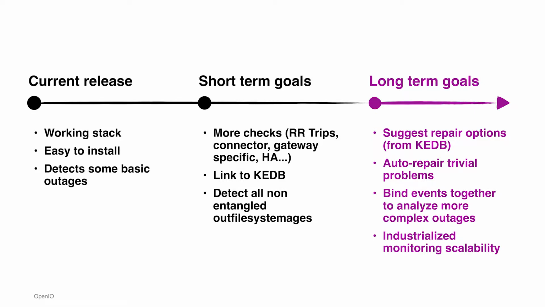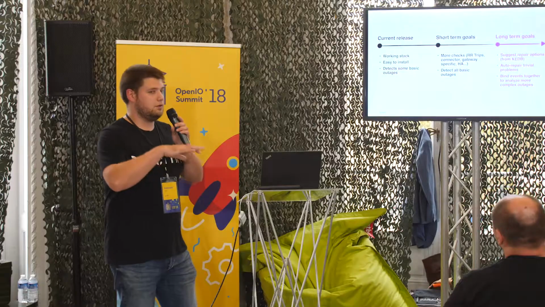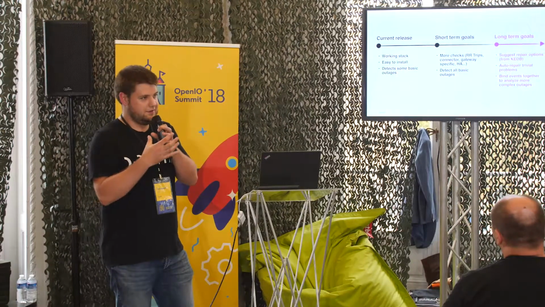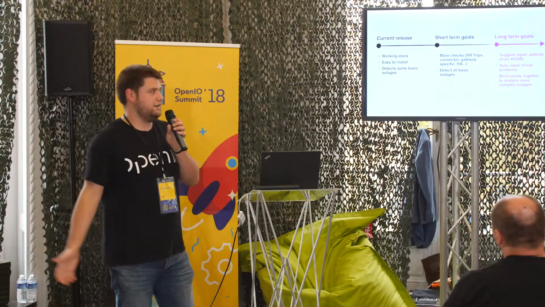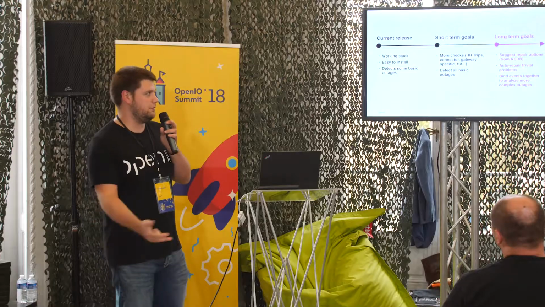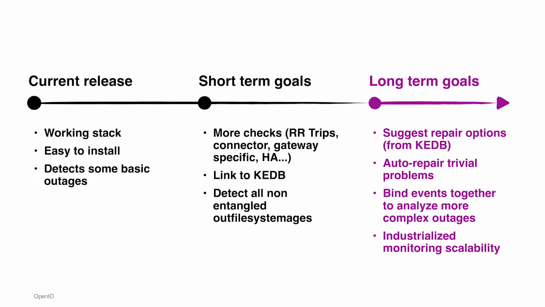And as a long-term goal, of course, we would like to implement a real known error database, which today is kind of available via our docs website as well as our internal knowledge, but we would like to consolidate it into one single big known error database, and be able to use it in order to suggest cluster optimization and repair options, as well as maybe auto repair trivial problems if the customer wants to do so, and try to combine different causes in order to determine more complex problems.